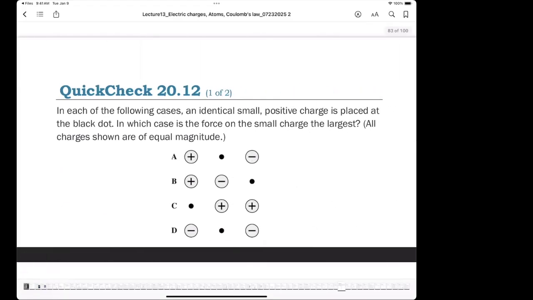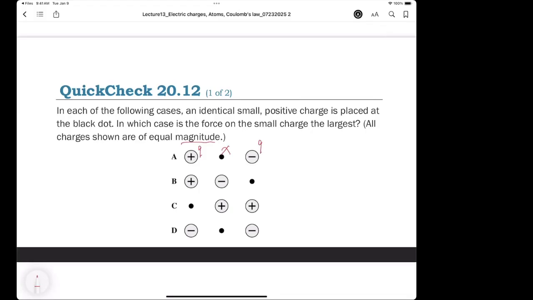Okay, let's check this one. In which of the following cases is an identical small positive charge placed at the black dot? In which case is the force on the small charge the largest? All charges shown are of equal magnitude. Equal magnitude, so we can set it as Q. And then a small positive charge. This is X.